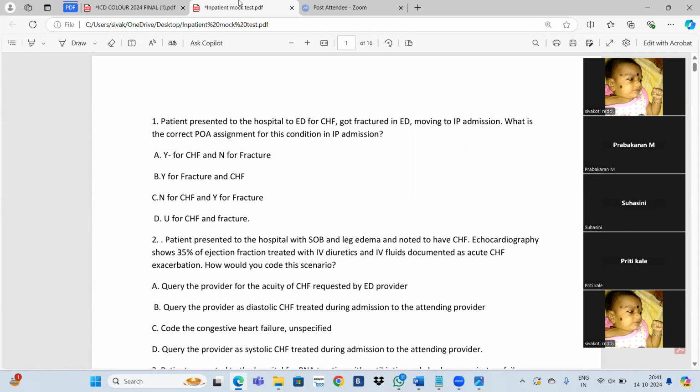B. Yes, B. Why for fracture and CHF? Both are present at the time of admission. The patient came to the ED with CHF and got a fracture in the ED. The ED is an outpatient department, the emergency was outpatient, then the patient moved to IP admission.